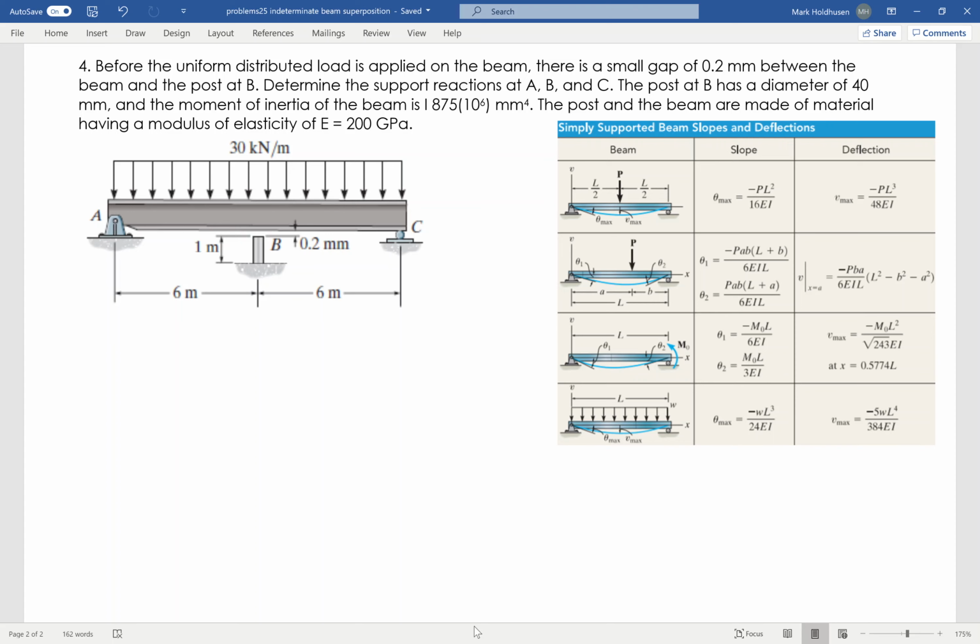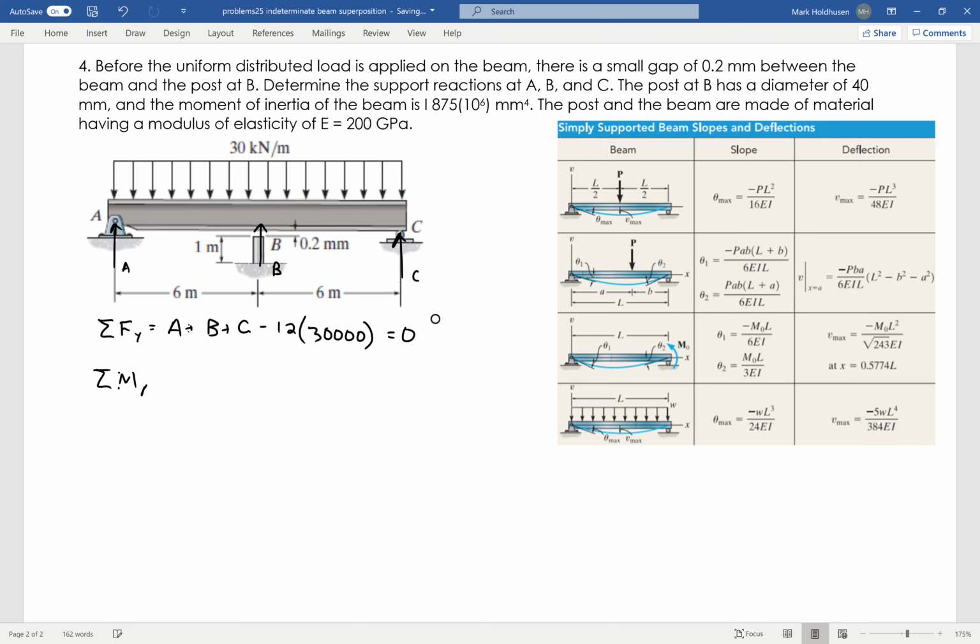So as per usual, we're going to start with our statics equations. So I have A, C. I'm also going to have B pushing up on it, and then I've got my distributed load acting down on it. So when I sum my forces in the y direction, I have A plus B plus C minus 12 times 30,000 equals 0.